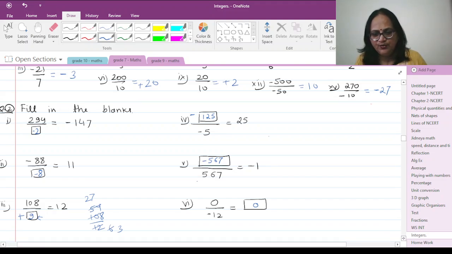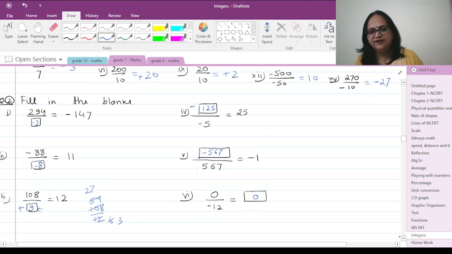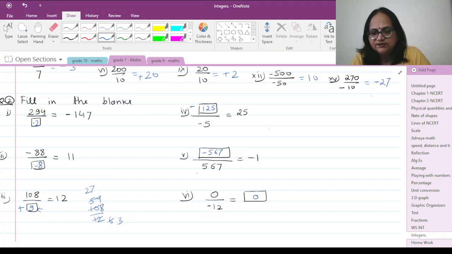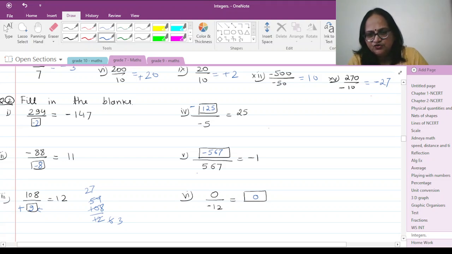So I hope how to divide the integers is clear to you. In the next video I will be taking some questions of BODMAS and some story sums of integers. Story sums means related to height, related to marks.